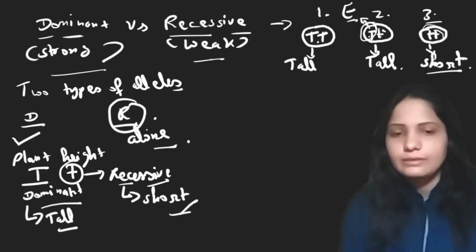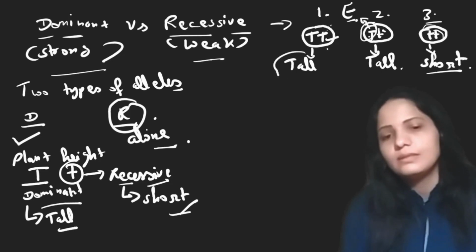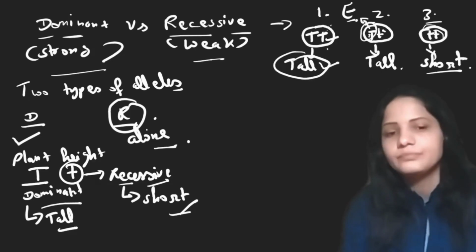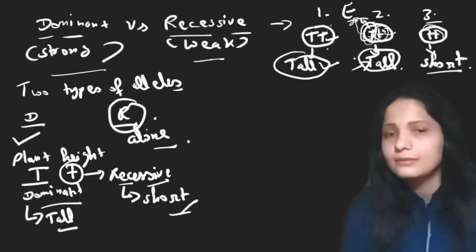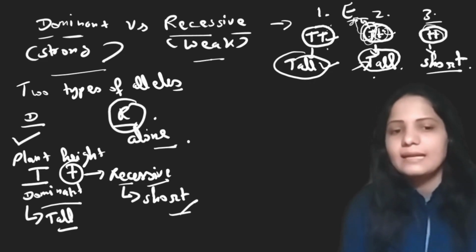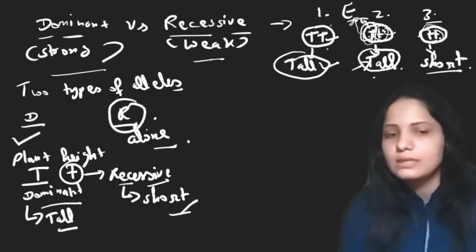So what I'm trying to convey is that when both capital T, the dominant alleles, are present together, this will lead to the dominant character, that is tall height. But if the dominant allele and the recessive allele are present together, then the dominant allele will express itself and will lead to the dominant trait. And in this case, we have the dominant character, tall height. So this plant will be tall. And in the third case, we have both alleles small t. Small t means recessive alleles, and these recessive alleles will be responsible for the recessive trait, which is short height. So this plant will be shorter in height.